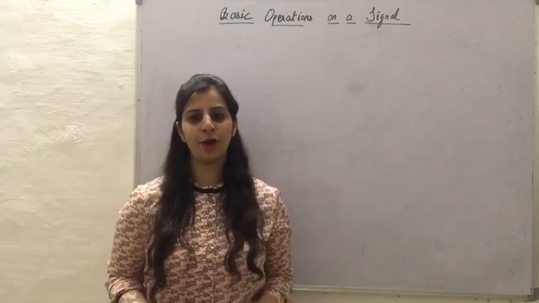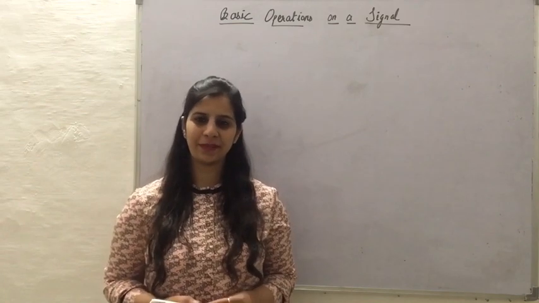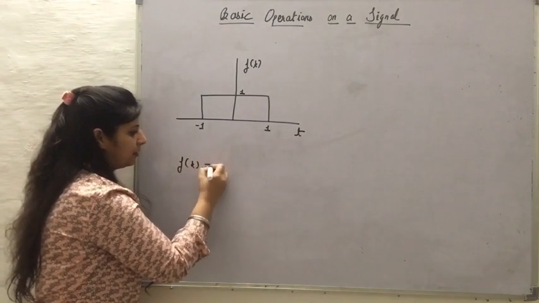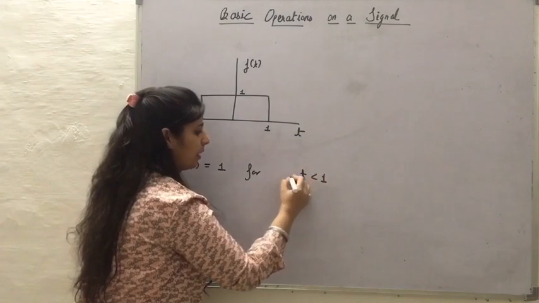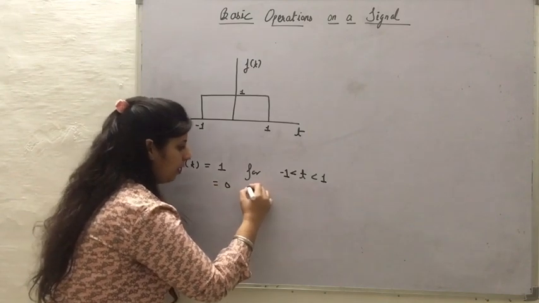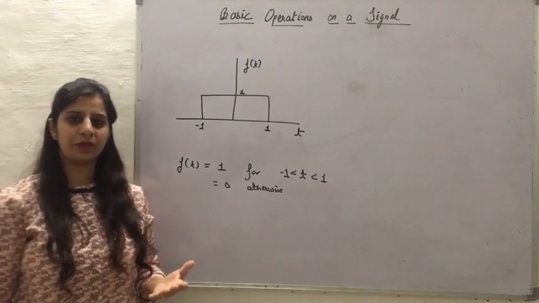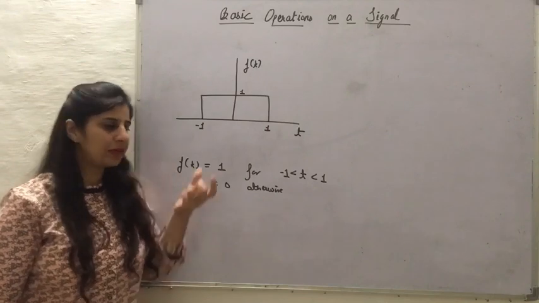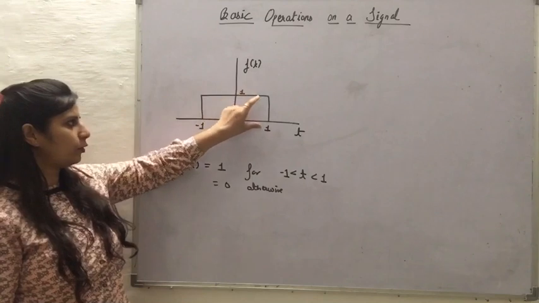This video is regarding the basic operations that can be performed on a signal. Suppose we have a signal which can be given as f of t is equal to 1 for time less than 1 and greater than minus 1, and it is equal to 0 otherwise. What we should notice in this signal is that it occupies two time units, one time unit here and one time unit here, and has an amplitude of 1 throughout this duration.